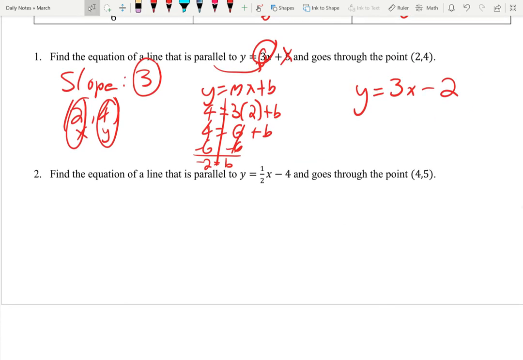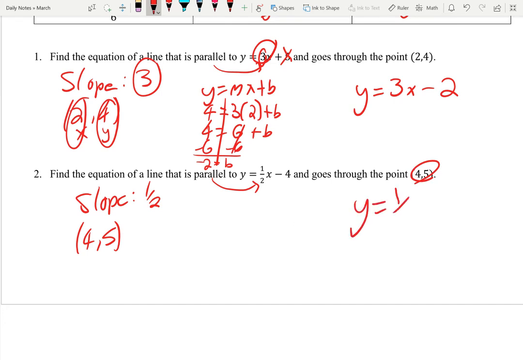So number 2 is the same thing. Okay, so parallel to 1/2 means that our slope is also going to be 1/2, and it's got to go through the point 4, 5, as mentioned there. So remember, I already know my answer is going to be y equals 1/2 x plus b, but again, I don't know what b is, right? I know my slope is 1/2 though, simply because it's parallel to this line, which has a slope of 1/2.